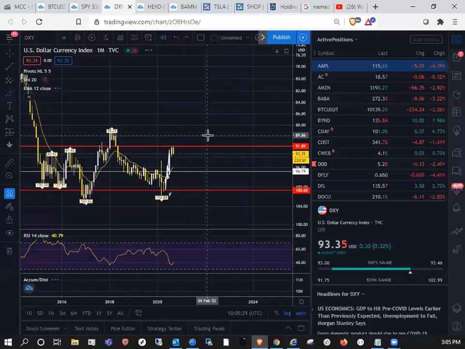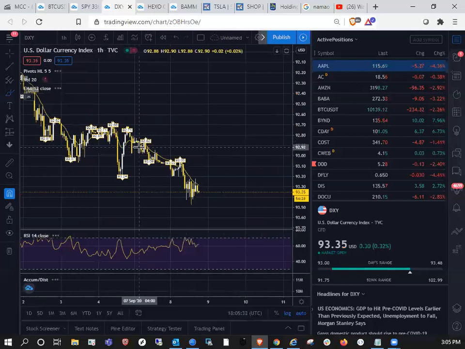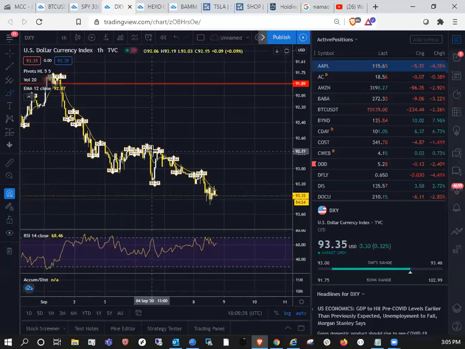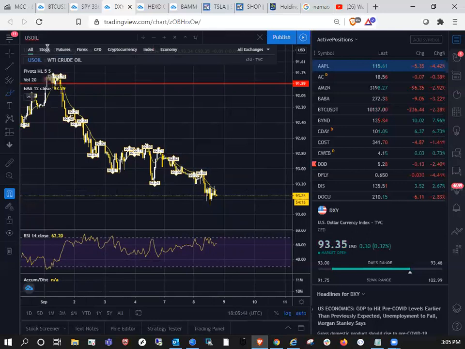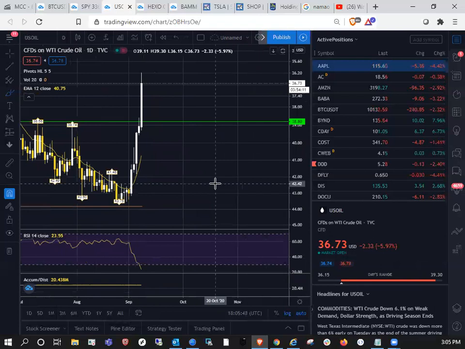Other than that, there's a ton of different patterns that you can watch. There's falling wedges, which tend to break to the upside. There's rising wedges, which tend to break to the downside. A good example of that would be U.S. oil. So taking a look at U.S. oil on the daily.